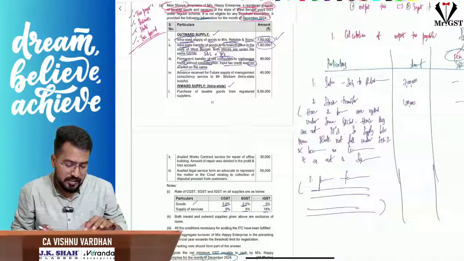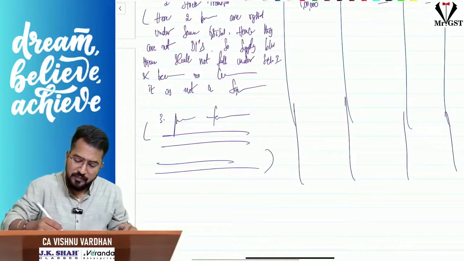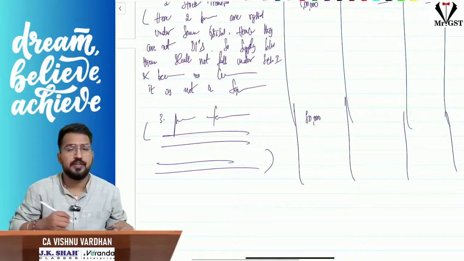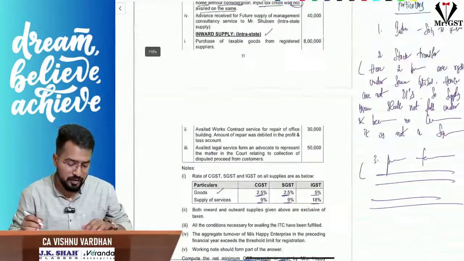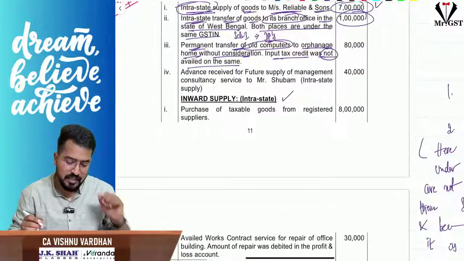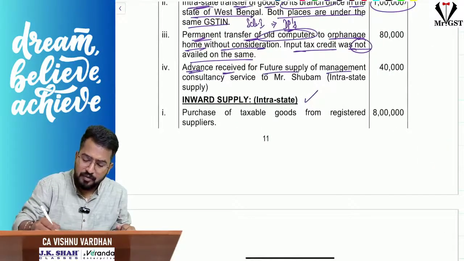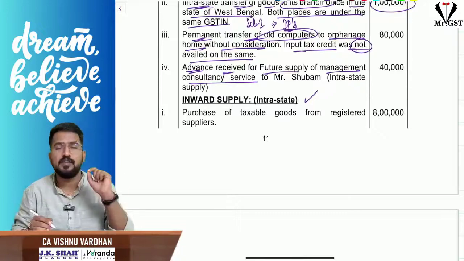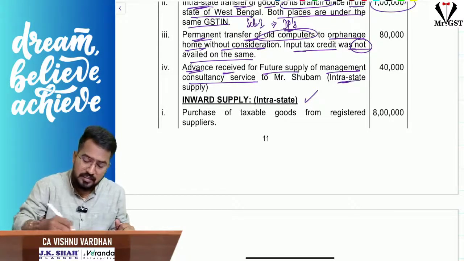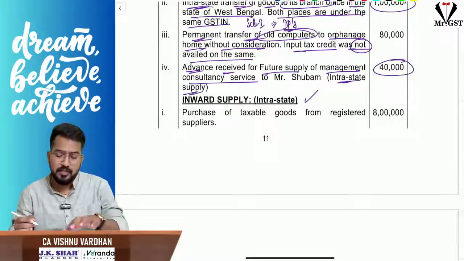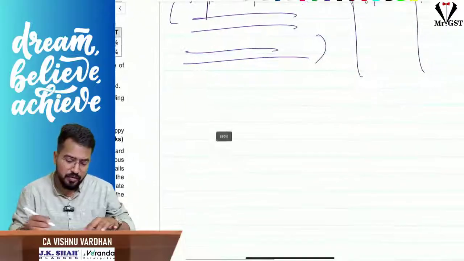Okay. Next, what is the amount here? 80,000. So I will just fill here 80,000. And GST implications, nothing, sir. Okay, so we have decoded that sale also. Next, what is the last sale? Advance received for future supply of management consultancy service. You know, advances received are immediately taxable, and this is intrastate supply, 40,000. So advance received for future supply to Mr. Shubham. So what will you write here?